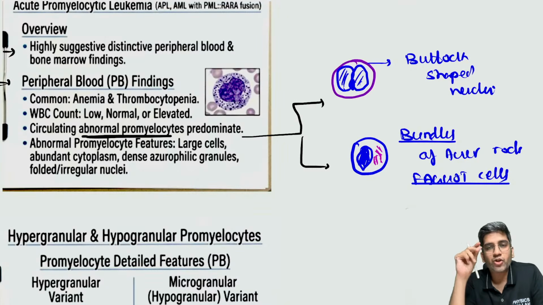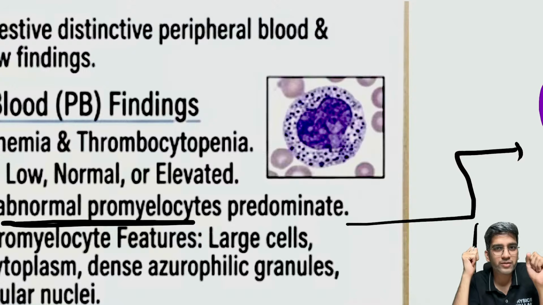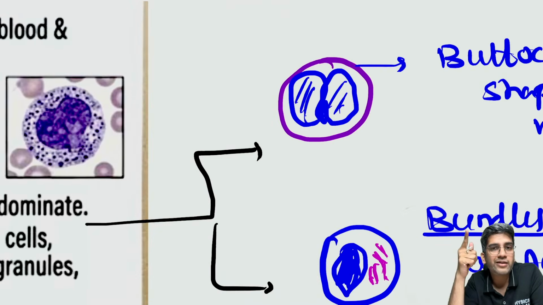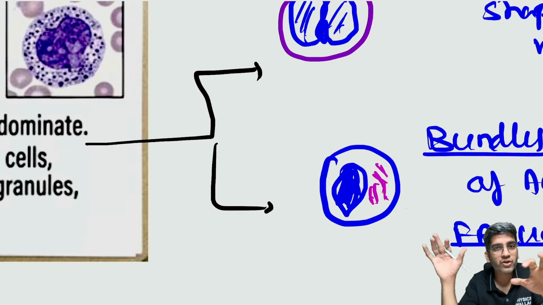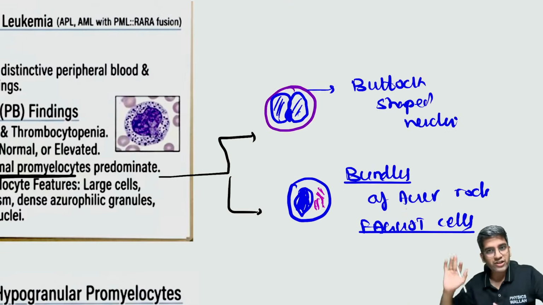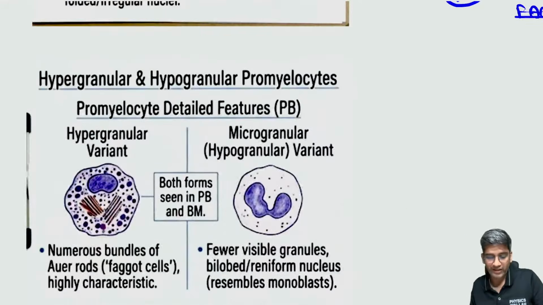Actually, these both are not seen in the same cell. Imagine if you have such thick, too many granules, I won't see the nuclear morphology. So the cleaving might not be clear. If you have so many Auer rods, cleaving might not be visible because they are obscuring it. Actually, these both are the right findings. But APL has 2 variants. Write this if you want extra marks, that's all.